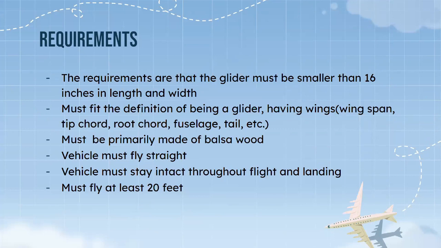Some requirements were that the glider must be smaller than 16 inches in length and width, must fit the definition of being a glider, which is having wings, wingspan, tip cord, root cord, fuselage, tail, etc. It must be primarily made of balsa wood. The vehicle must fly straight. The vehicle must stay intact throughout the flight and landing, and it must fly at least 20 feet.